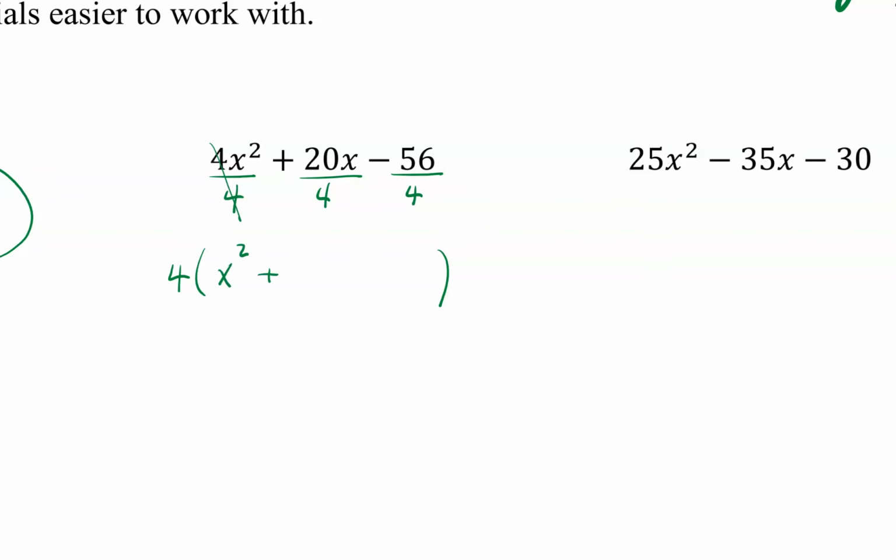In the second term, we have 20 divided by 4, which is 5, and x has nothing to divide by. There's no variable cancellation here, so we'll call that 5x. And then finally, negative 56 divided by 4. If you weren't aware using your times tables, you can check with a calculator. That ends up being negative 14.